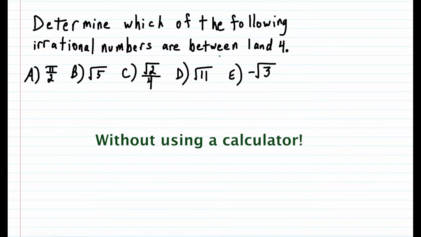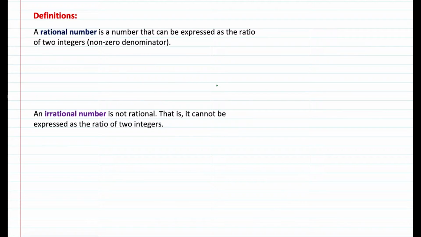But for a little bit of background, just in case we're not 100% clear on what an irrational number actually is, it helps to know the definition of a rational number, which is a number that can be expressed as the ratio of two integers, where the denominator is non-zero. Something like 1/2 is rational because 1 and 2 are both integers.